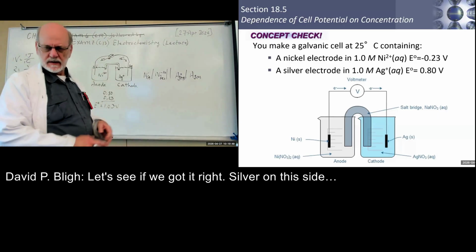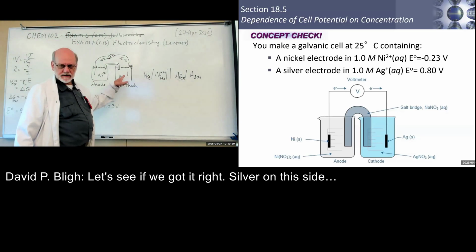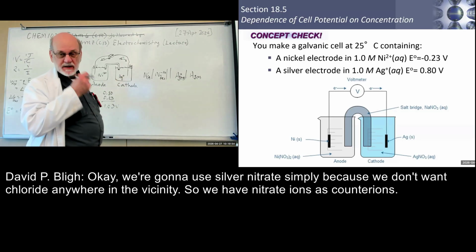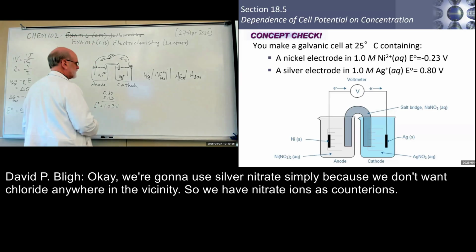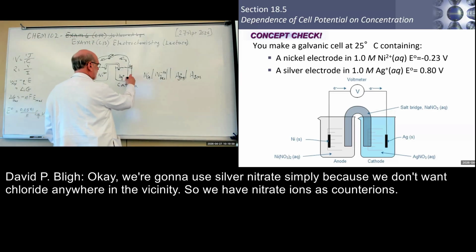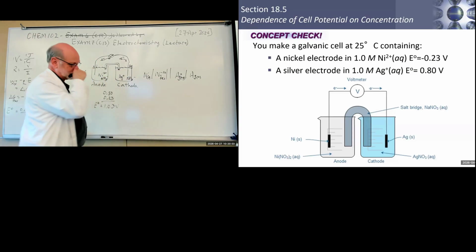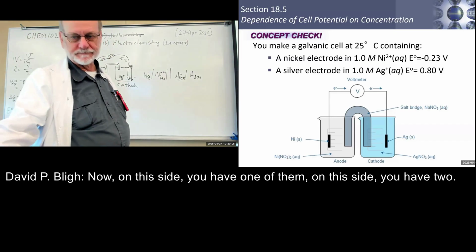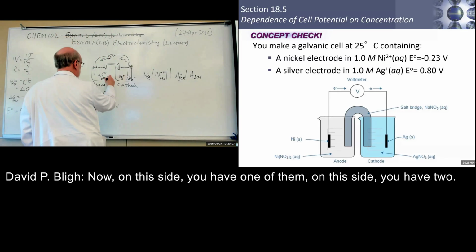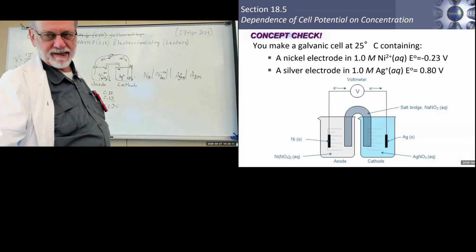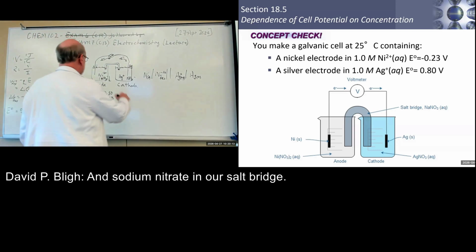There it is. Let's see if we got it right. Silver on this side. Okay, we're going to use silver nitrate simply because we don't want chloride anywhere in the vicinity. So we have nitrate ions as counter ions. Now on this side you have 1 of them. On this side you have 2.